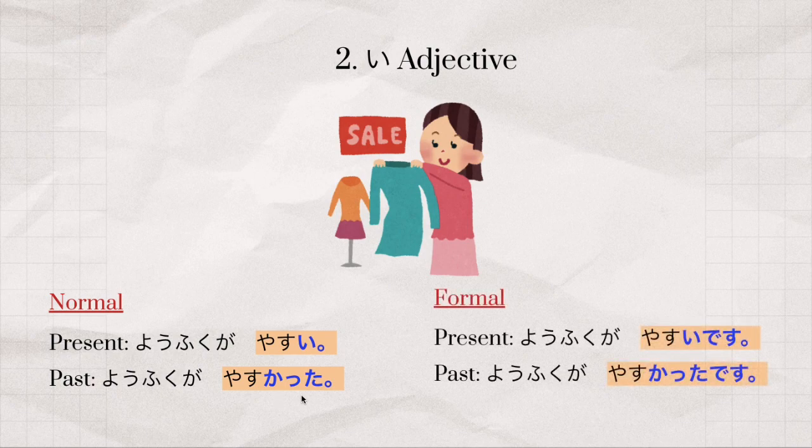And for formal, present tense would be 洋服が安いです. Past tense would be 洋服が安かったです. So if you take out the です, it will be the normal present. But if you add the です, it will be formal present.